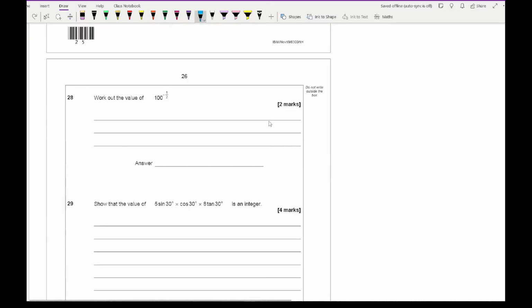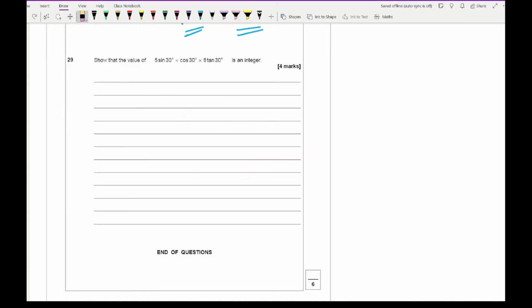Now moving on to question 28, it says work out the value of 100 to the power of minus a half. Here the minus means 1 over, so it's 1 over 100 to the power of a half, and power of a half means the square root. So that's 1 over the square root of 100, which is going to give me 1 over 10. If you want to give it as 0.1, that would be absolutely fine as well.